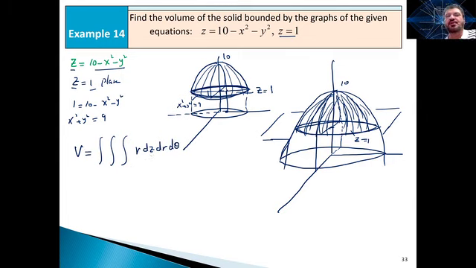All right. So now z is from 1 to what? Who's this on the top? This is z equal the dome, which is 10 minus x squared minus y squared. But I can take the minus out, which is equal to 10 minus what? R squared. So this is up to 10 minus R squared. This is the top of the dome. What's the bottom of the dome? It's flat, z equal to 1.